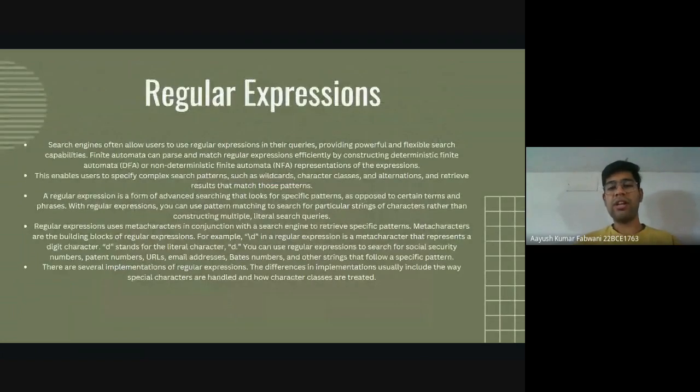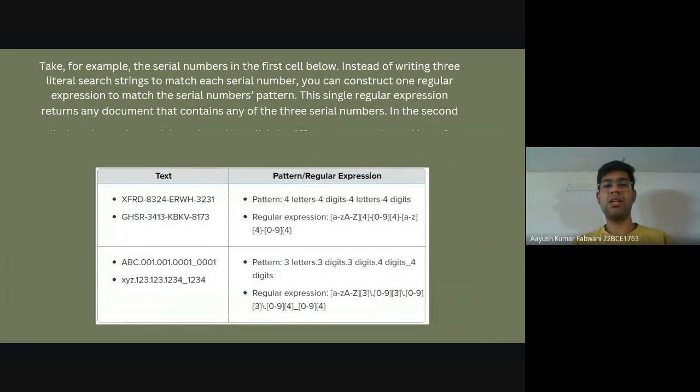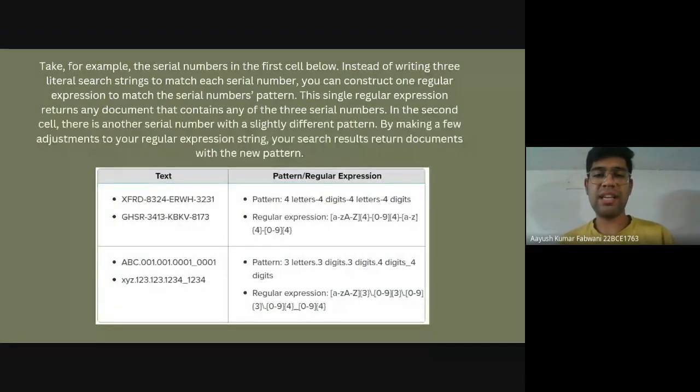You can use regular expressions to search for social security numbers, patent numbers, URLs, email addresses, and other strings that follow a specific pattern. There are several implementations of regular expressions. The differences in implementations usually include the way special characters are handled and how character classes are treated. To take examples, we're going to take a look at these codes.